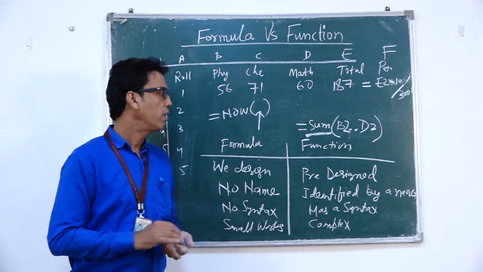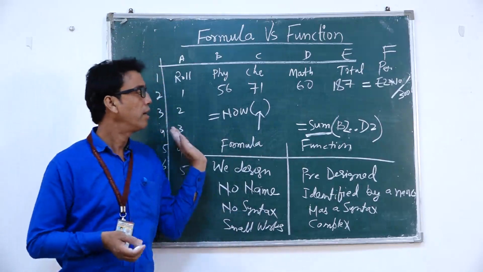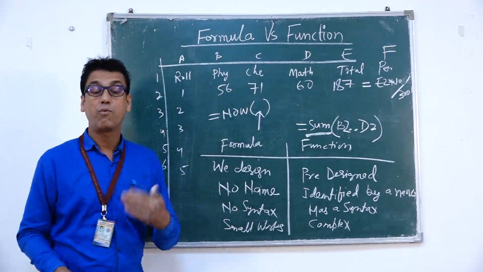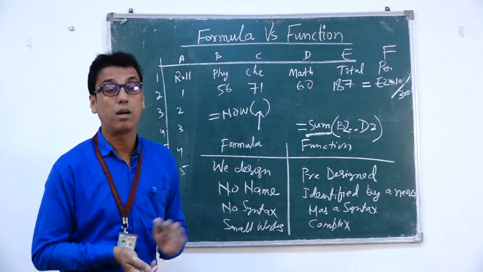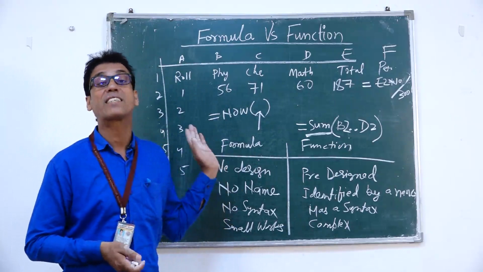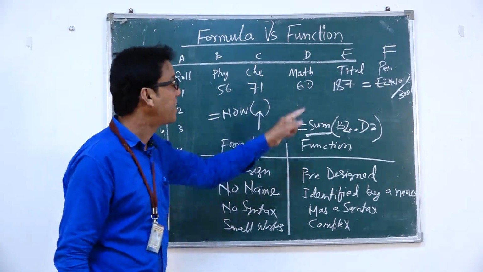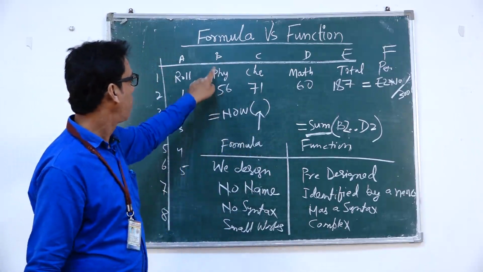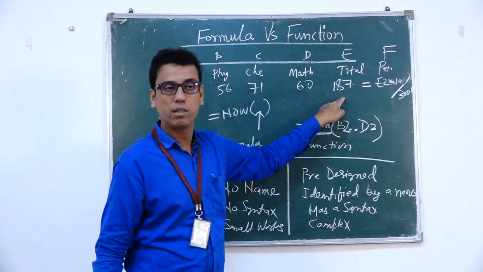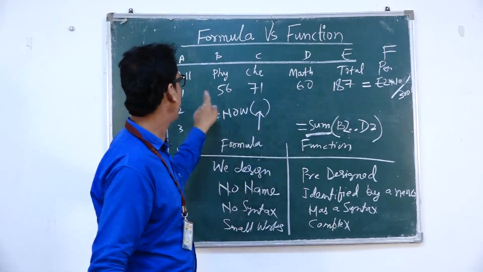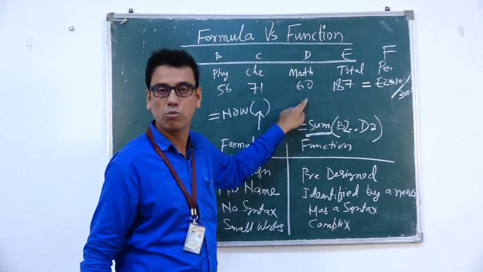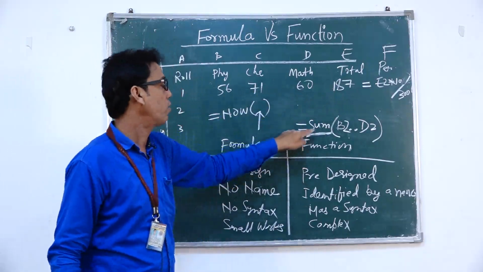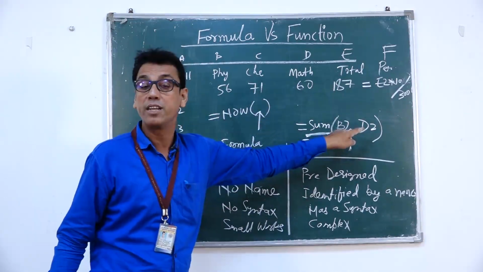So the formula helps us with small calculations, whereas the function helps us perform various complex tasks. Even in the case of addition, when you want to add the marks of physics, chemistry, and math, you put equals B2 plus C2 plus D2. And if you want to do it by function, you put equals SUM B2 dot dot D2.